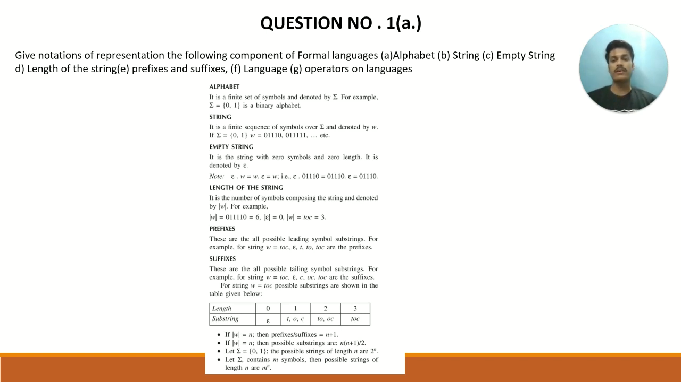Prefixes: these are all the possible leading symbols and substrings. For example, for a string omega equals TOC. Suffixes: these are the possible trailing symbol substrings. For example, for the string omega equals TOC.